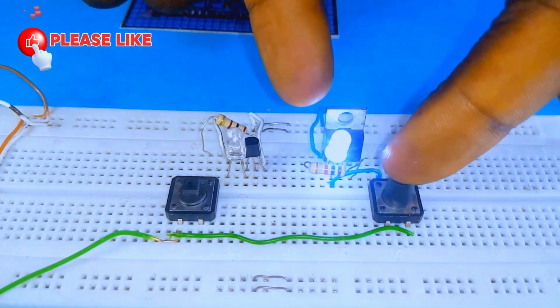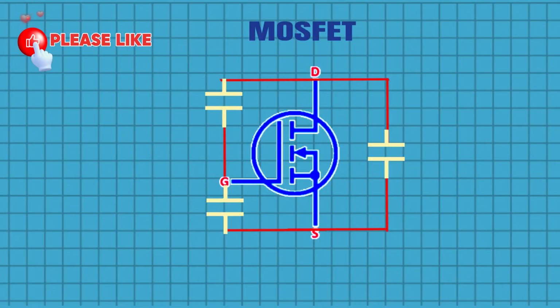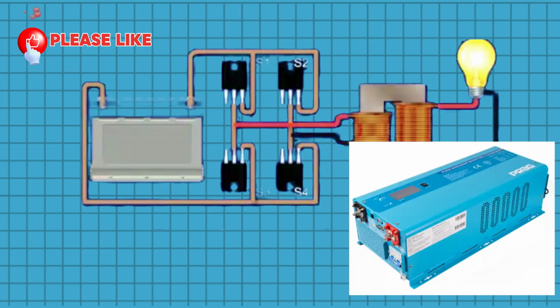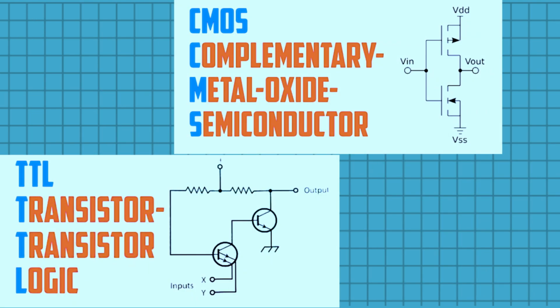But this capacitor plays a crucial role in the operation and performance of the device, particularly in high frequency and high speed applications. And that is why MOSFETs are preferable for inverter applications and are also used for CMOS chips, also known as complementary metal oxide semiconductor. And this is where MOSFETs have it all. And BJTs are used for TTL, also known as transistor to transistor logic.